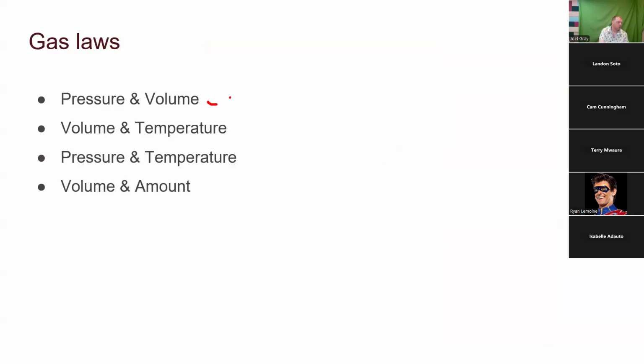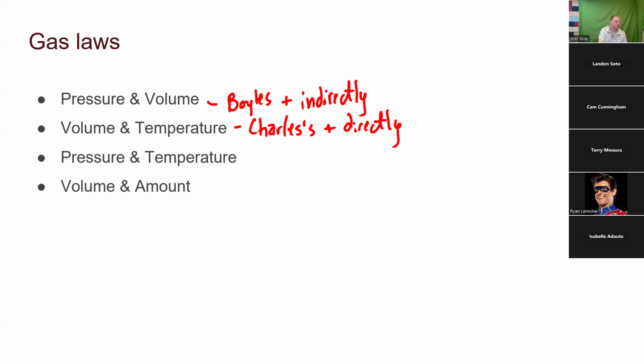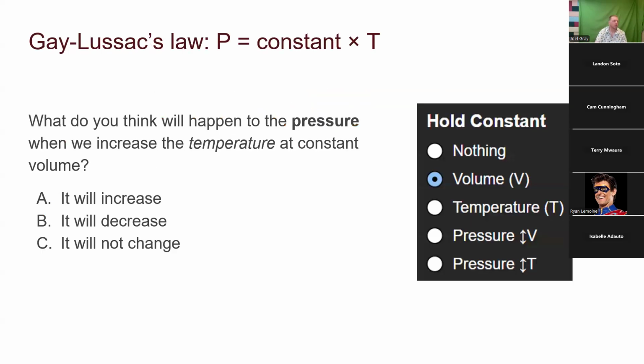So to give an update, we've got Boyle's law for the relationship between pressure and volume. This is indirect. Volume and temperature, Charles's law, this is a direct relationship. Just to give you a little bit of foreshadowing, these three are all direct relationships. Okay, so our next law is Gay-Lussac's law. Whenever I say law, it's important to remember that these were observations that people made and then a name was attributed to them.